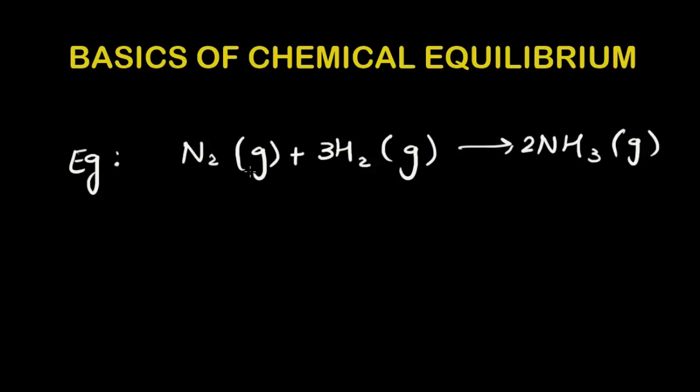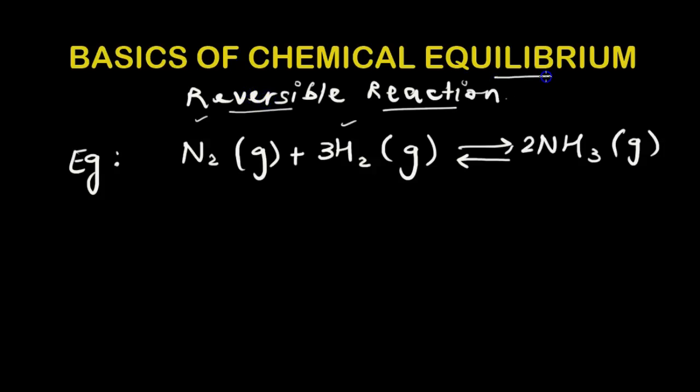When we start the reaction, we put nitrogen and hydrogen in the reaction chamber, which forms ammonia. Once a certain amount of ammonia gets formed, the reaction starts taking place backward as well. So ammonia has a tendency to break down again into nitrogen and hydrogen. When a reaction can occur in both forward and backward directions, that reaction is called a reversible reaction. Therefore, this reaction is a reversible reaction.